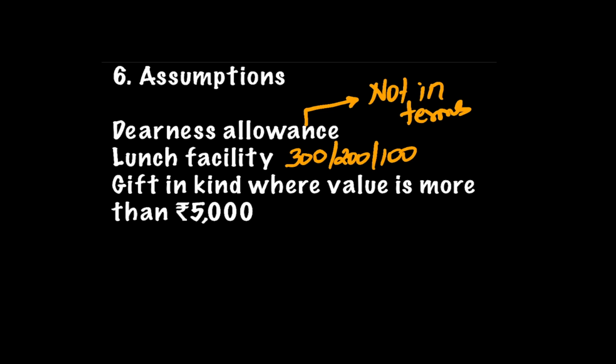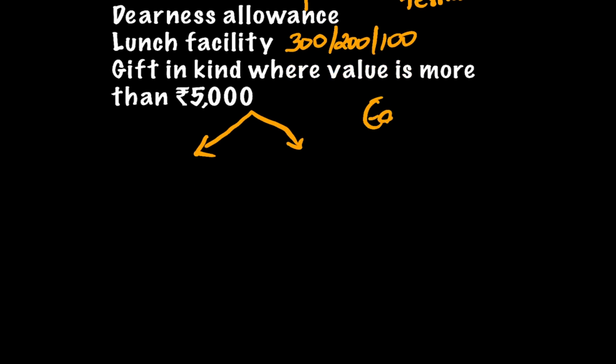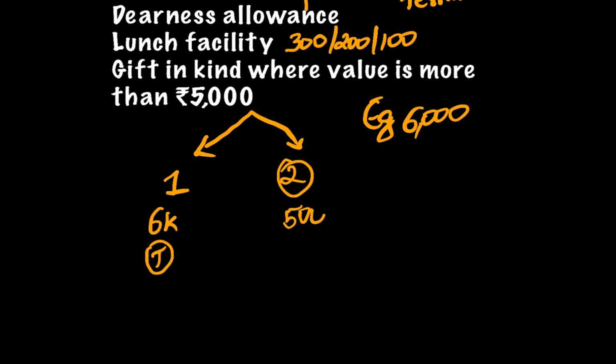Gift in kind where the value is more than 5,000. We know there are always 2 opinions as far as gift in kind is concerned for salaries. Whenever an employee receives something in kind from his boss, from his employer, and if the value is more than 5,000, there are 2 opinions, students. Say for example, it is given in the question that the gift was of 6,000 in kind. Then opinion number 1 is that the entire 6,000 is taxable. And opinion number 2 is that 5,000 is exempt and only 1,000 is taxable.